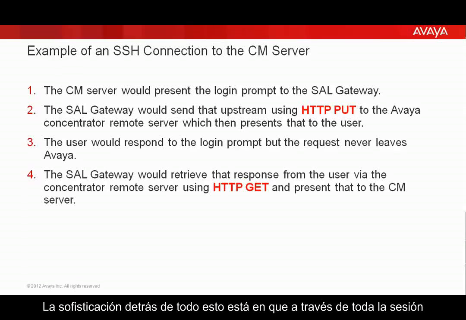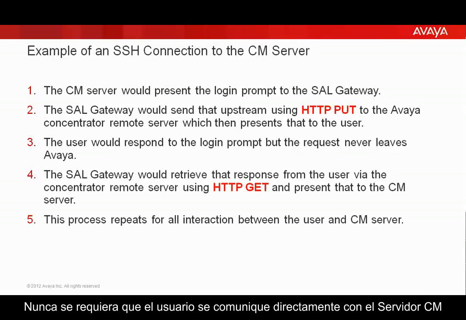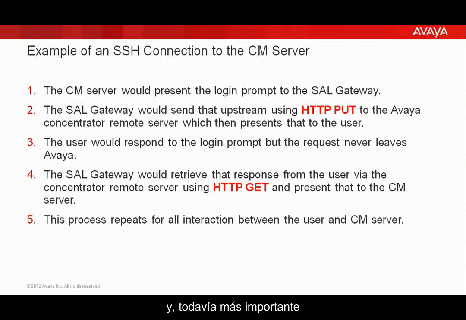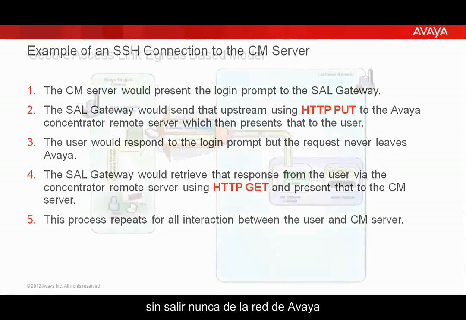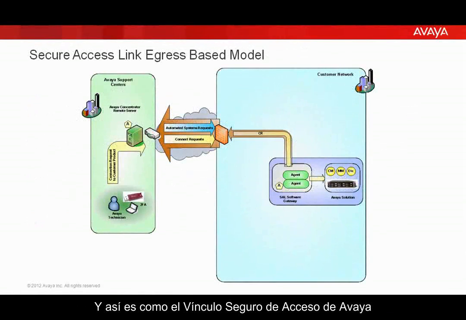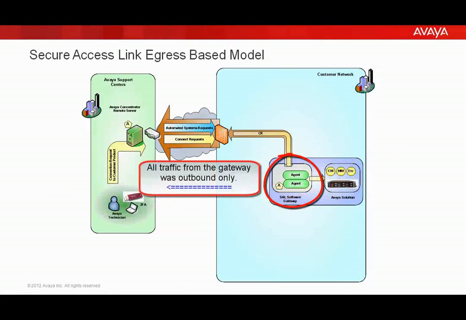The sophistication behind all of this is that throughout the entire session, never once did the user communicate directly with the CM server, and more importantly, the SAL gateway was the only device originating any traffic, all of which was outbound. And this is how the Avaya Secure Access Link solution operates using the egress-based connectivity model.